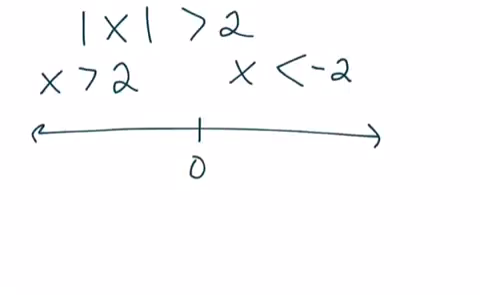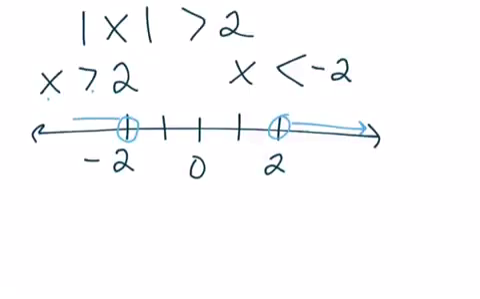So on my number line, I have open circles again, and then I want the values that are bigger in this case than 2. That's this way. And I want the values that are smaller than -2. That's this way. So I don't get the stuff in between this time. I get the stuff on either side.